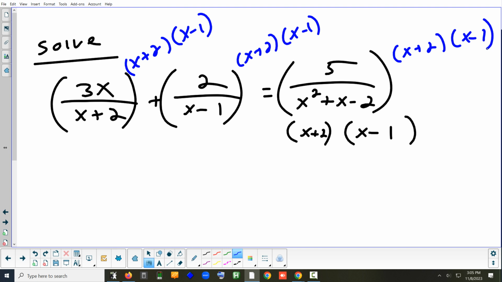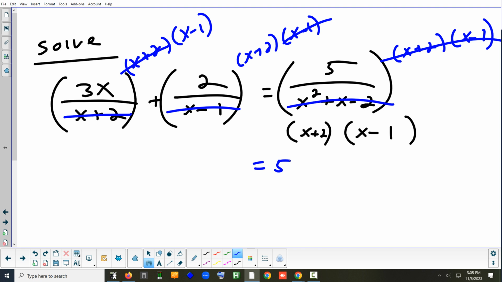In the first fraction, what's going to cancel out? X plus 2. Second fraction? X minus 1. Third fraction? Whole thing. So all we're left with on the right side is a 5. If this turns into a quadratic, we're going to want to bring that over and get it equal to 0. So we'll see what happens.